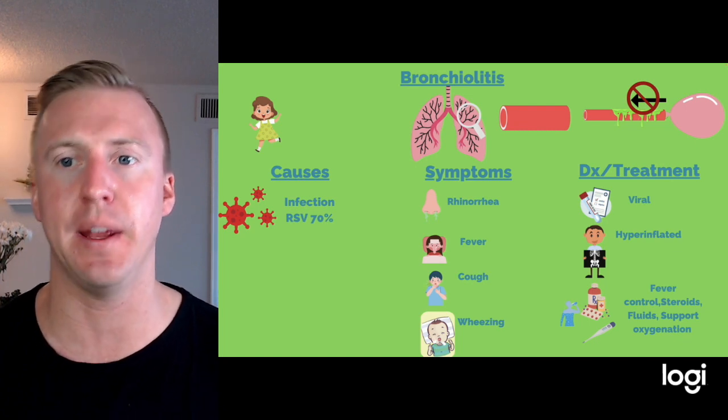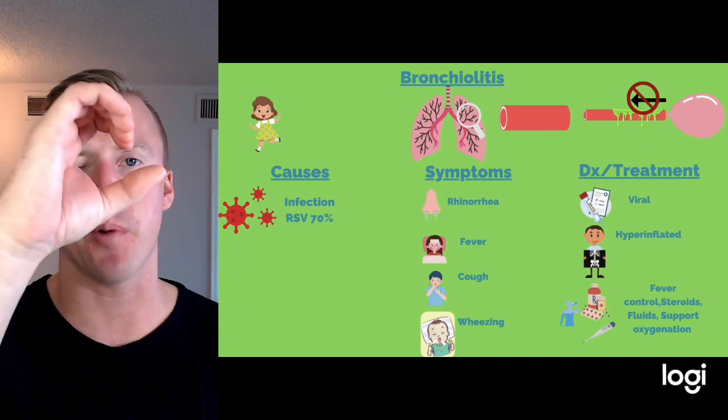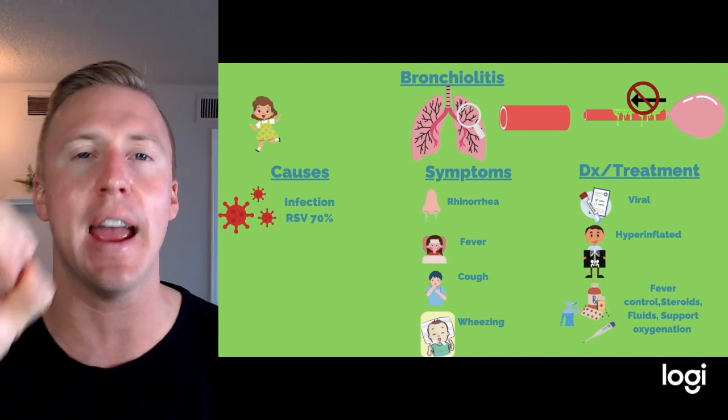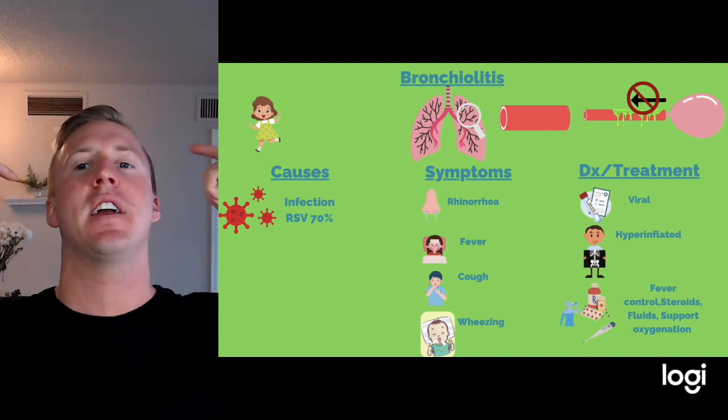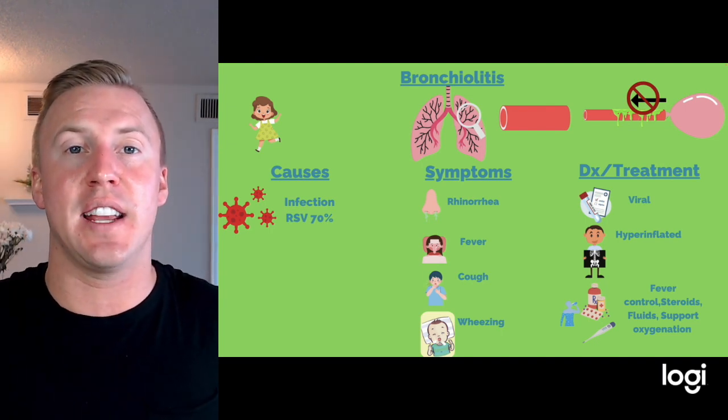Now we have another one, meaning these kiddos have issues getting air out of the body because those bronchioles are bronchoconstricted with edema and all the mucus in there. Therefore, we bring air in, but the air can't get out. So they're full of all this air, so they get hyperinflated.